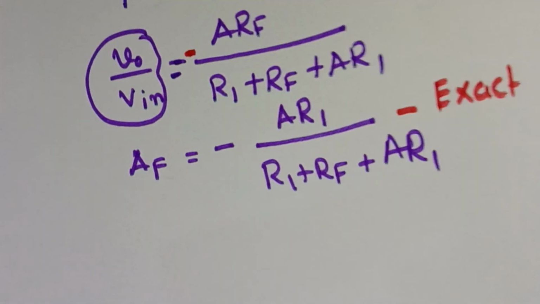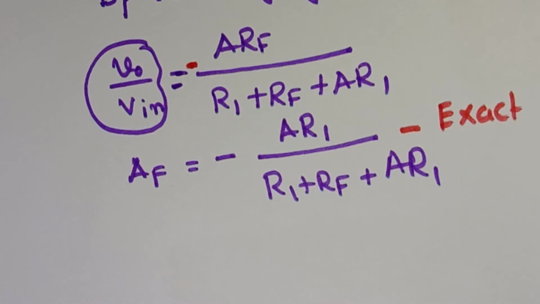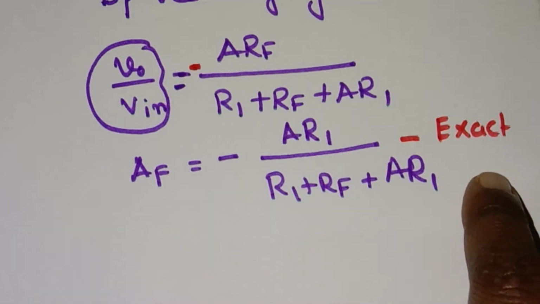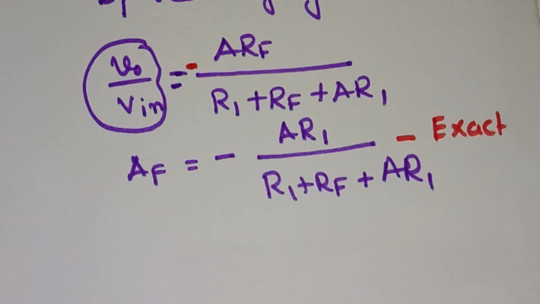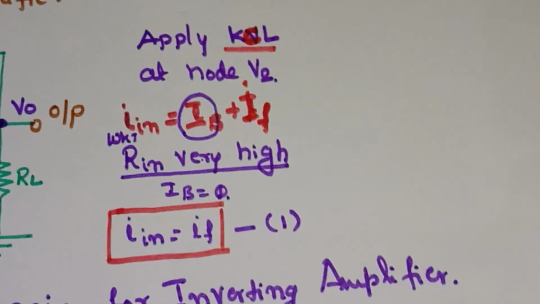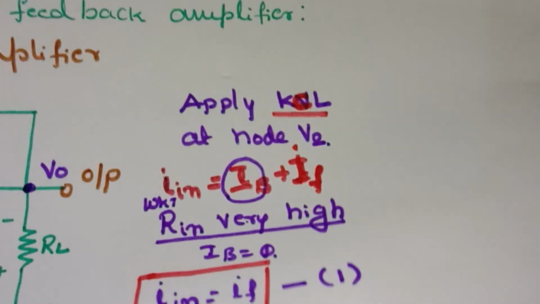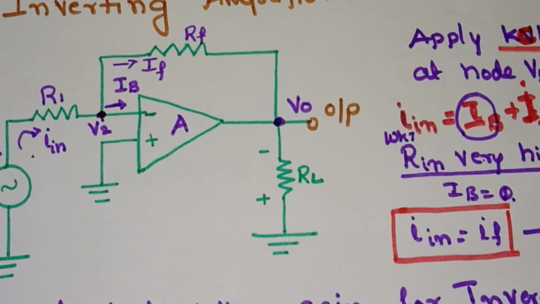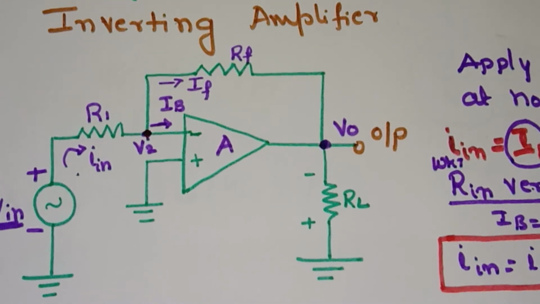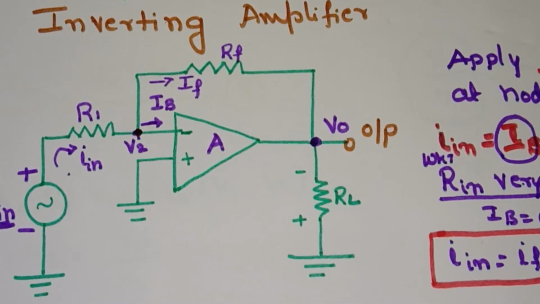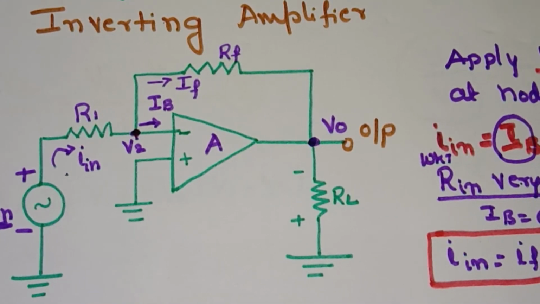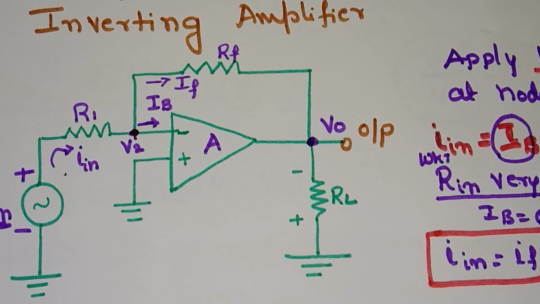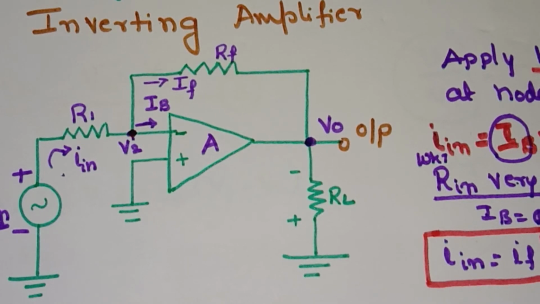So dear students, let us see once again what we did to derive the exact equation. It is very important, so please try to note down this derivation neatly in your notebook. The figure shows the circuit diagram for the inverting amplifier. Here Iin, IB and IF are the input current, bias current and the feedback current respectively.